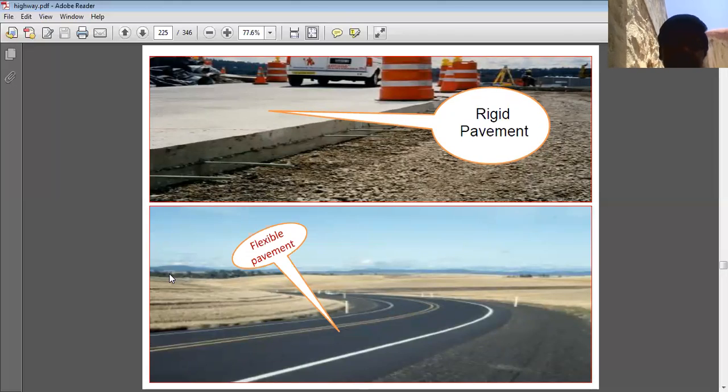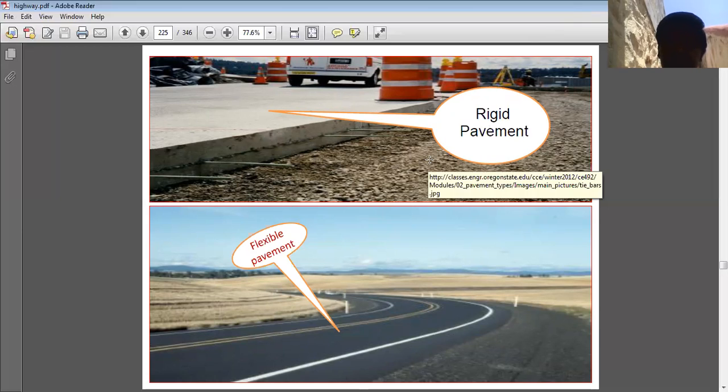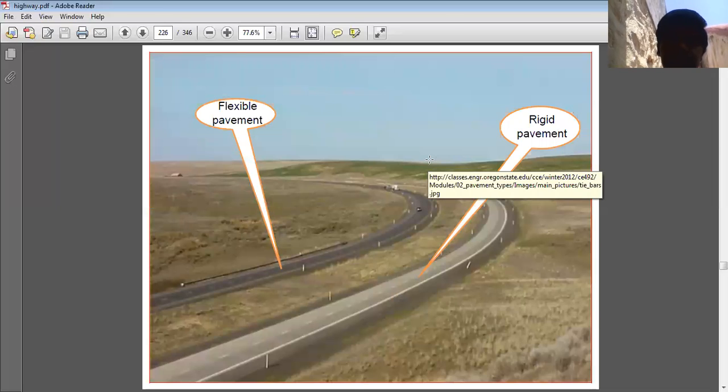Example of rigid pavement: this is the concrete road, and flexible pavement is the black top road in normal language. This is a diagram of rigid pavement, and this bottom diagram is flexible pavement. This is another diagram showing flexible pavement and rigid pavement.